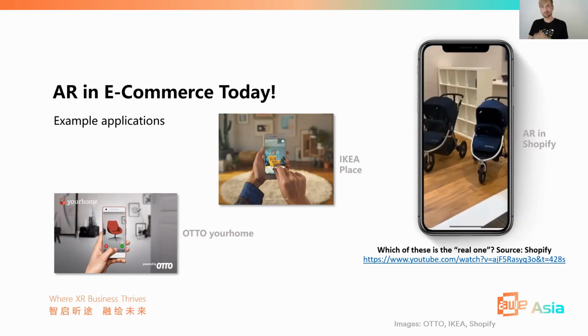You can make a guess which of these two strollers is the real one, which one is the virtual one, which one is just a 3D model. So the solution is the real one is on the right-hand side, the one on the left-hand side is a 3D model. It's very, very hard to see actually, and you can get it a bit from the shadow maybe, but in general the quality is already so good that it looks really believable, especially regarding the dimensions and the perspective, right?